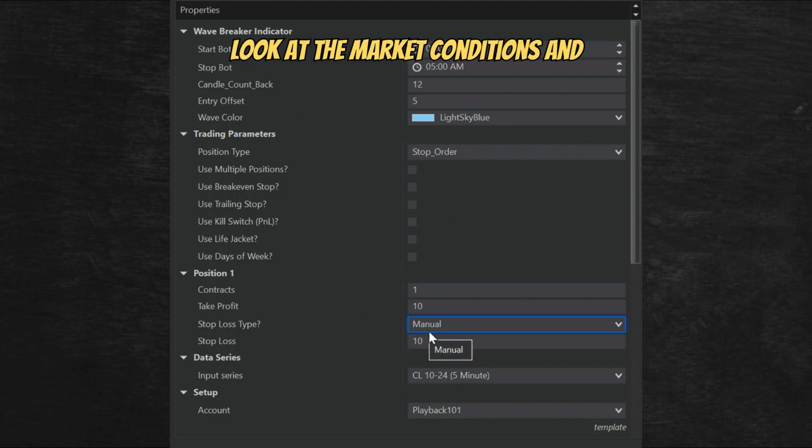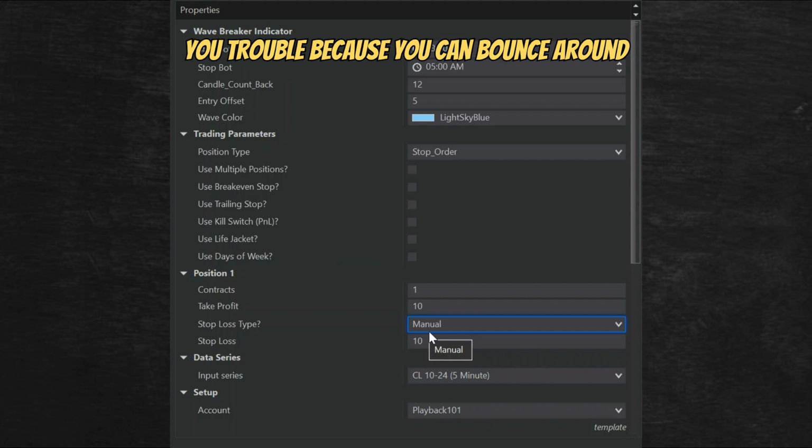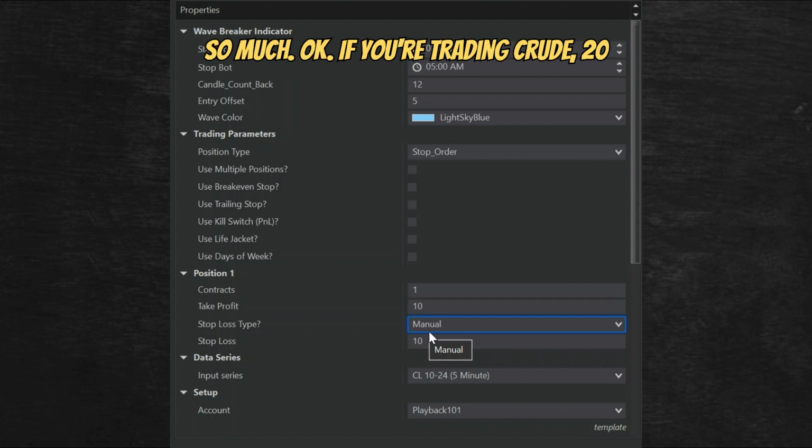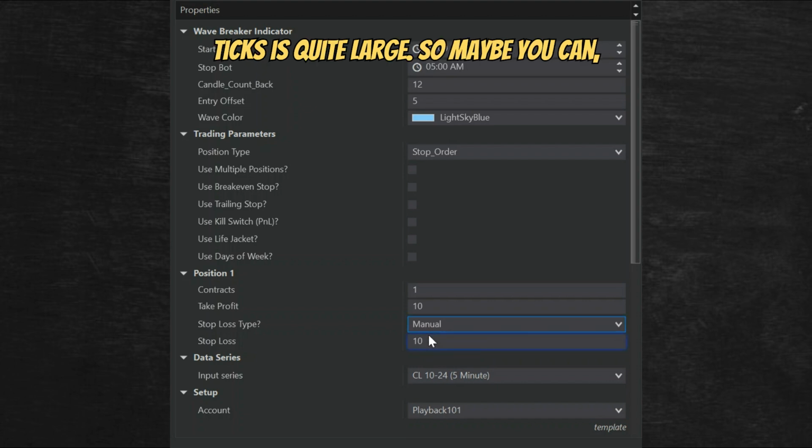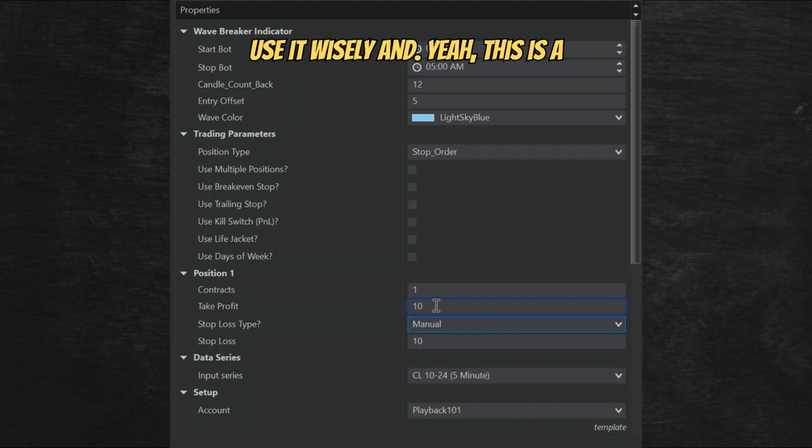Look at the market conditions and understand that if you're trading the NQ, anything under 20 ticks is going to cause you trouble because it can bounce around so much. Okay, if you're trading crude, 20 ticks is quite large, so maybe you can make it a bit smaller, like 10. So just use that knowledge and use it wisely. And this is a fantastic bot. We use it every day here at Ace Trading on a number of accounts, and it's made us a lot of money, and we're pretty proud of it. But let's move on to the next video.